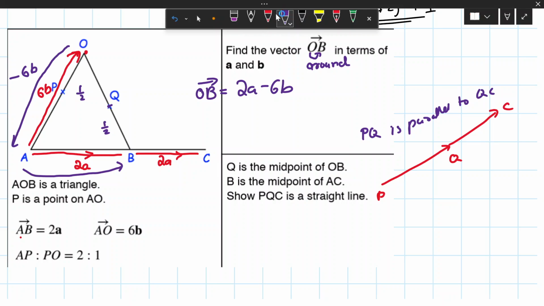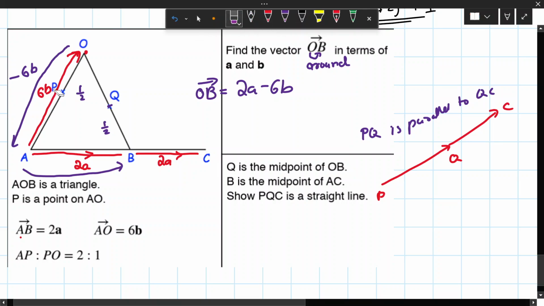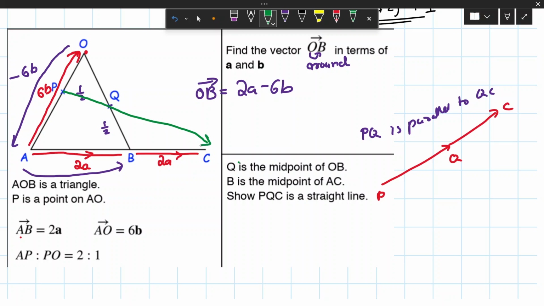Okay, so PQC. First, let's write what exactly is the line PQC. Do I know anything about P? I don't know anything about P, do I? It's going to be a bit of a tricky one. Let's see. But let's use a different color. So this is the line P to Q to C that we are trying to figure out.